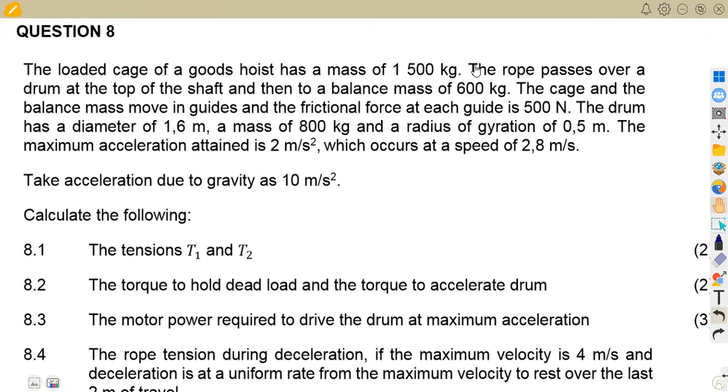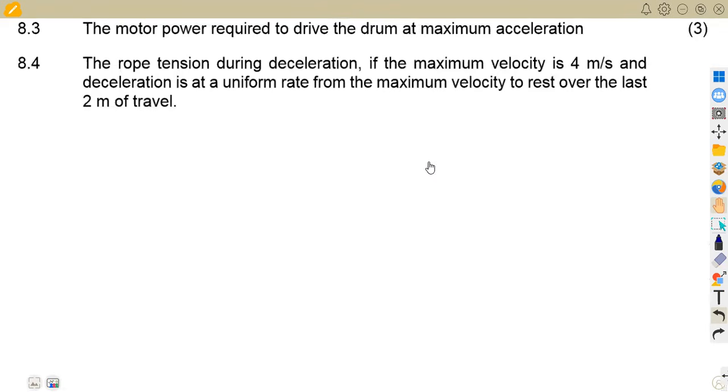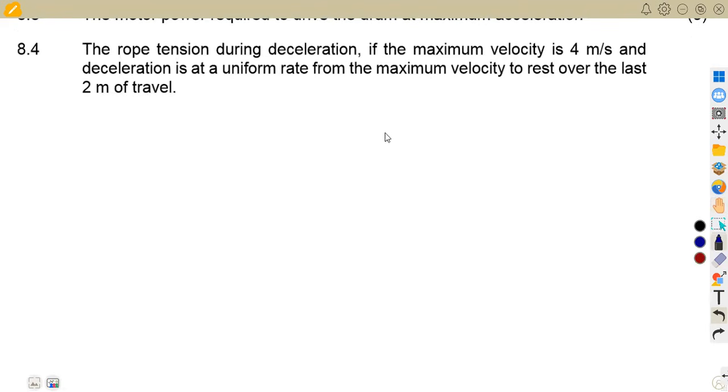So question number 8, we are given the loaded cage of a goods hoist, which has a mass of 1,500 kgs. The rope passes over a drum at the top of the shaft and then to a balance mass of 600 kgs and so forth. Let us try to have our typical information and a diagram also. So this is our drum, whereby we are given a loaded cage passing over this drum and being supported by a certain mass.